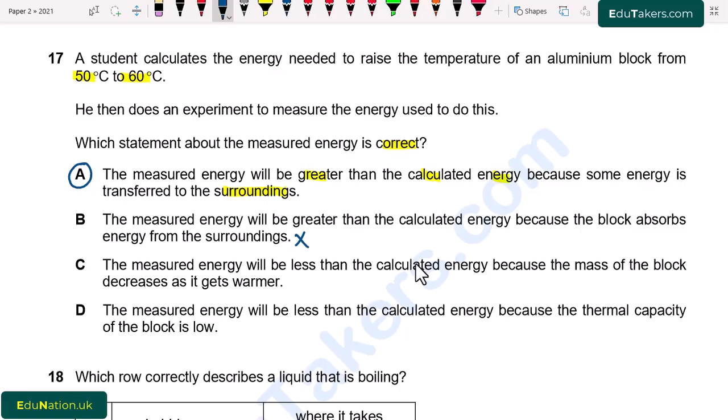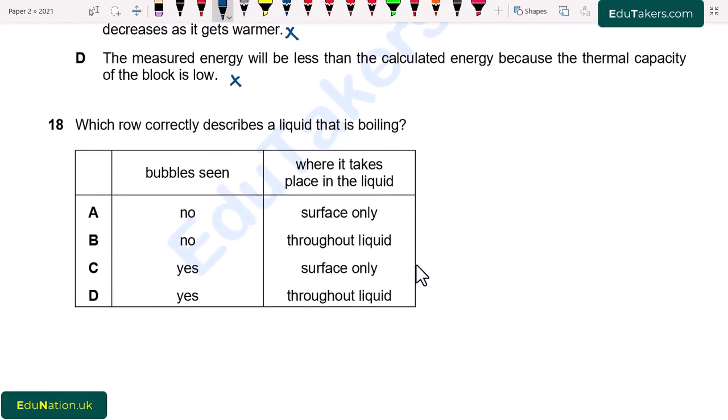Option C, the measured energy will be less than the calculated energy because the mass of the block decreases as it gets warmer. So it is also incorrect because there is no effect on the mass. Option D, the measured energy will be less than the calculated energy because the thermal capacity of the block is low, which is also incorrect.